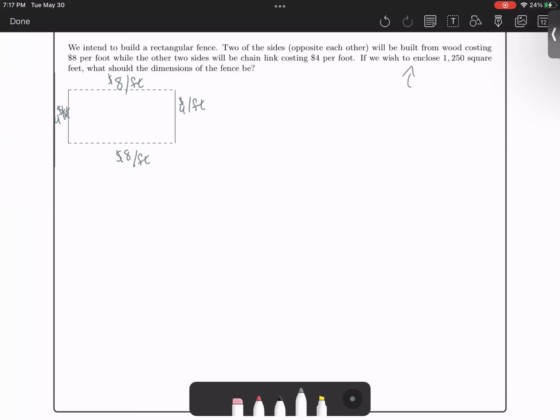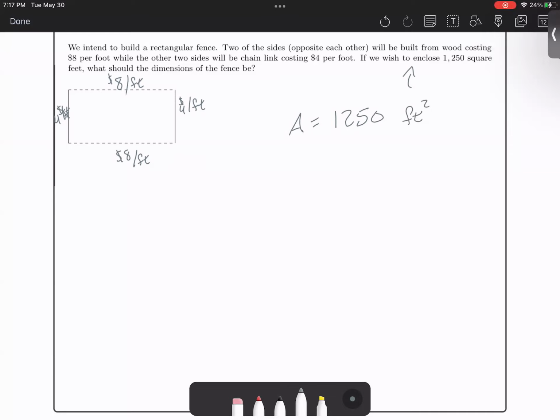First we labeled our picture. We used all the information that the wood cost $8 per foot, the chain link cost $4. We've got two sides of both. The next piece of information is I want to enclose 1,250 square feet. So I want the area of this fence to be 1,250 square feet.